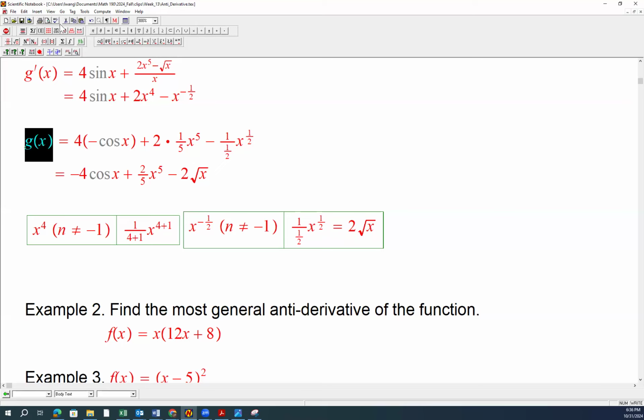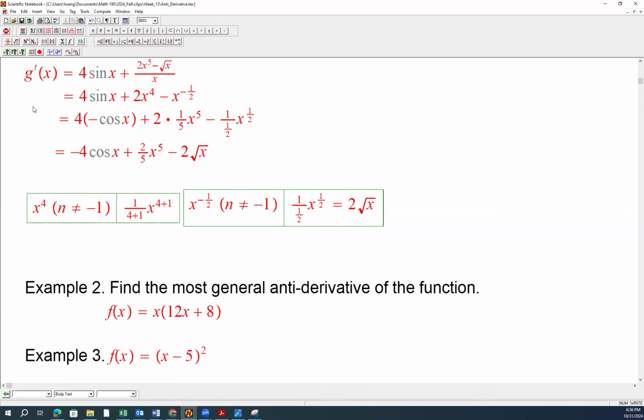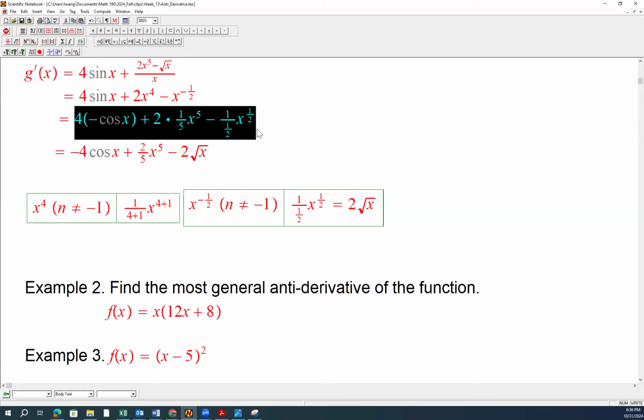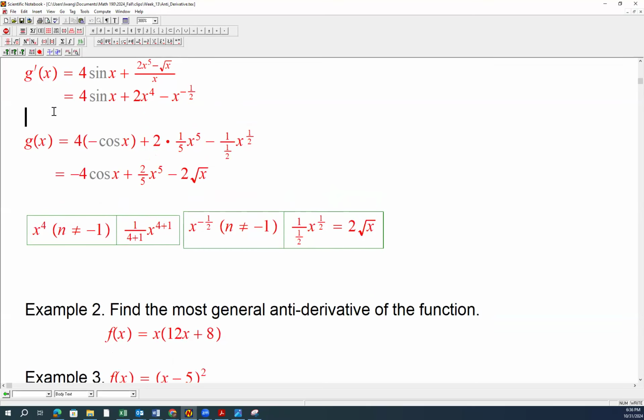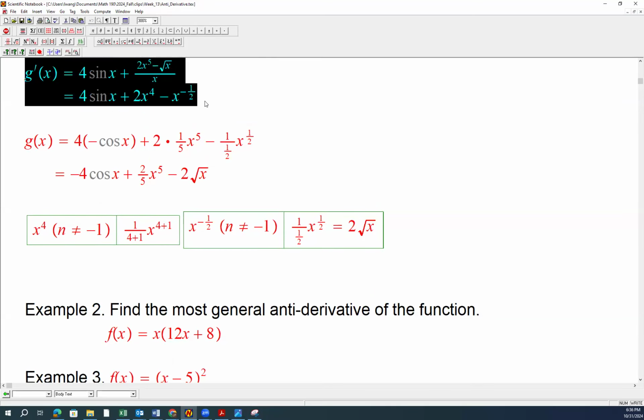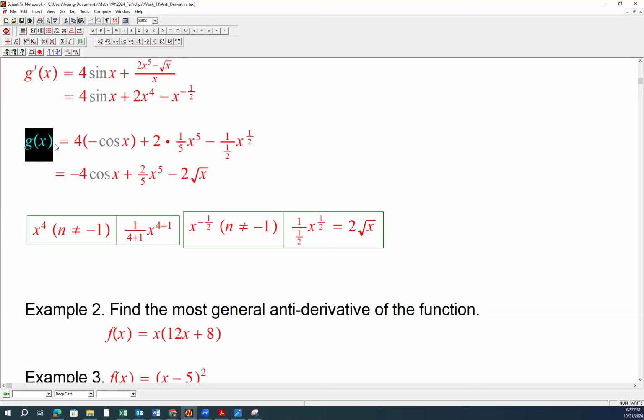Don't write this, okay? Don't write it this way, because if you write it this way, you're telling me the antiderivative is equal to g prime. That's not true, right? Be careful on these small details, okay? So these are separate expressions, and this is a derivative, and this is the antiderivative.